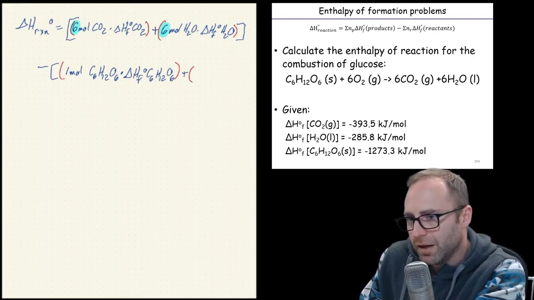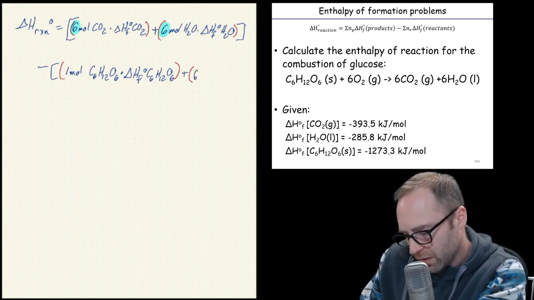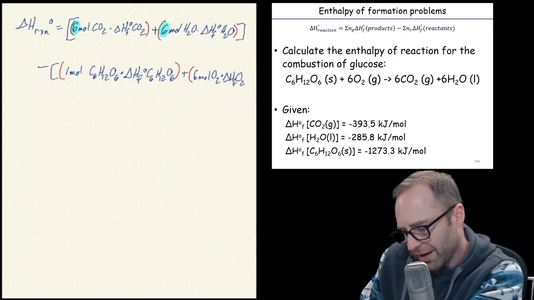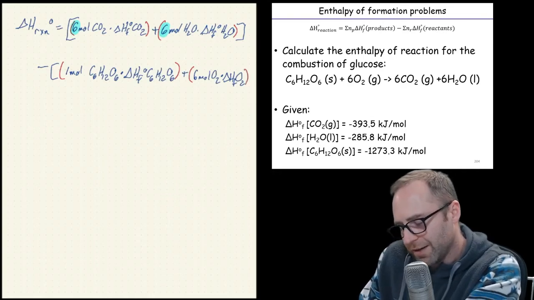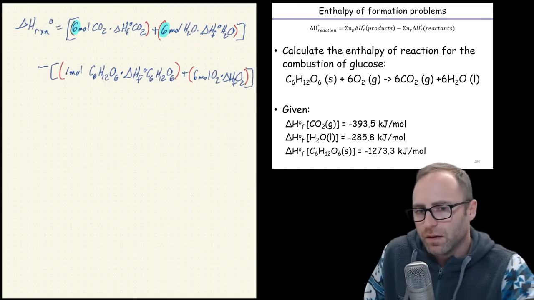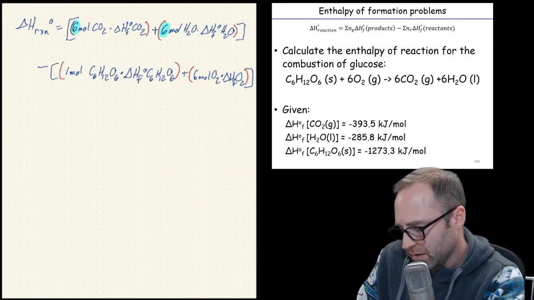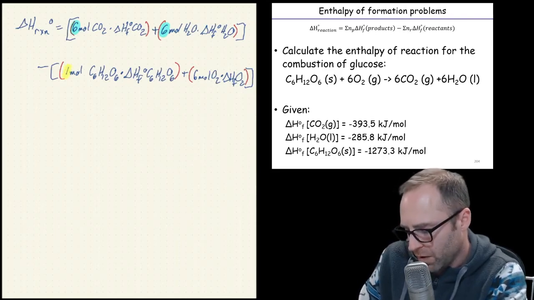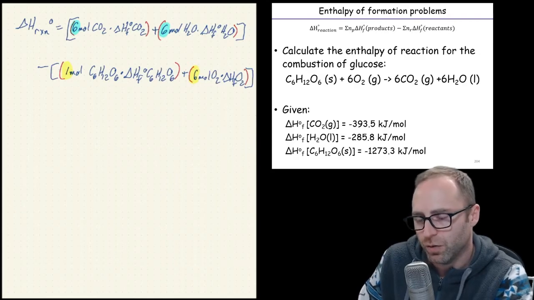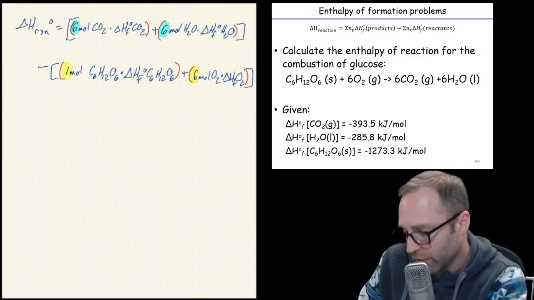the 6 moles of O2 times the enthalpy of formation of O2. And I kind of got a little smashed, and I apologize for that. That's my last reactant, so I'm going to close my bracket now. So pointing out again, the 1 and the 6 are coming from the stoichiometric coefficients corresponding to the individual reactants.